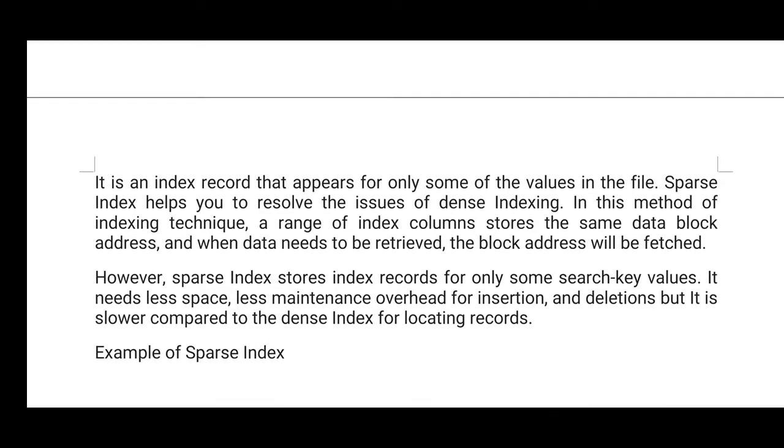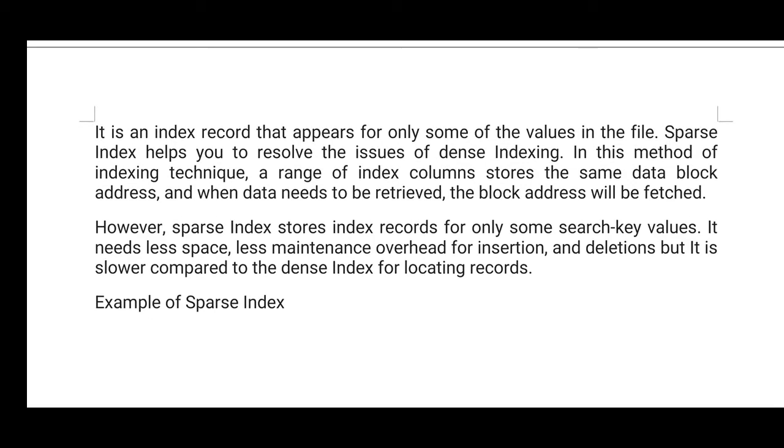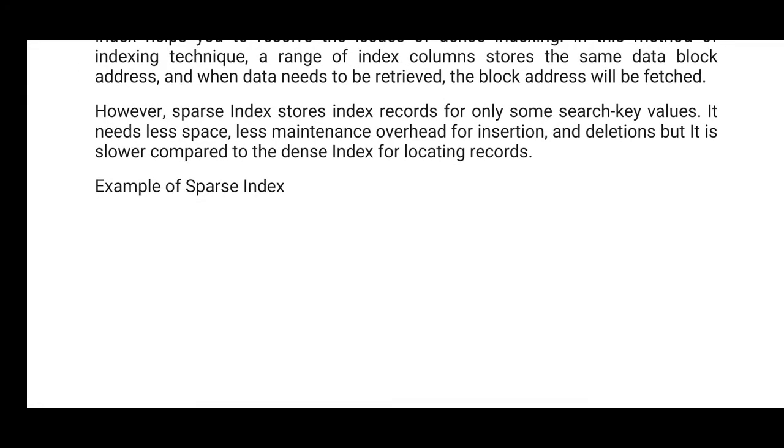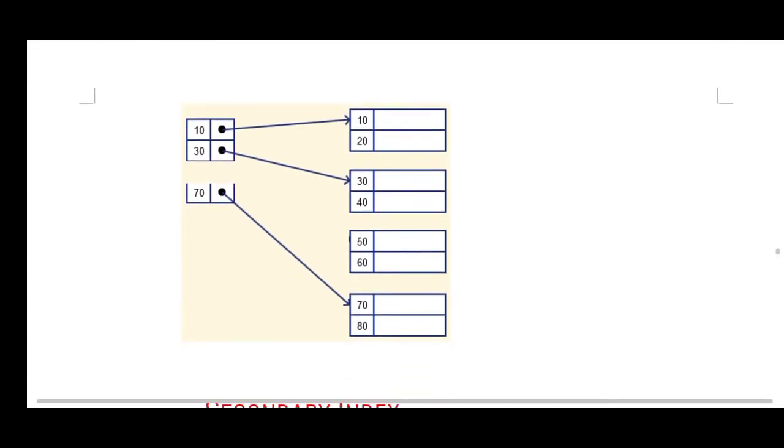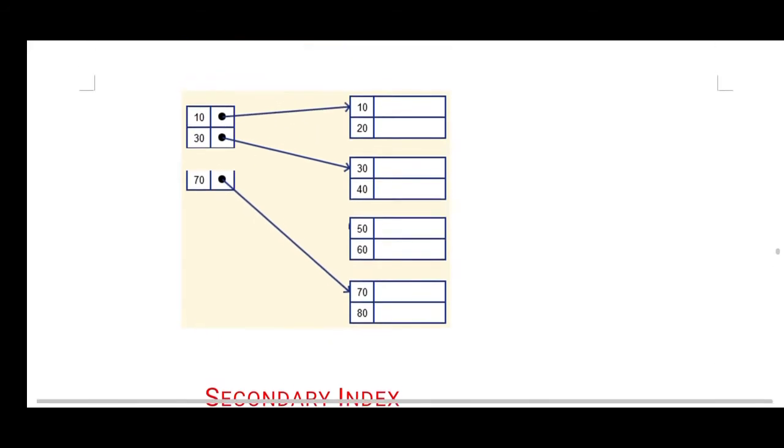A sparse index is an index that appears for only some of the values in the file. A sparse index helps you resolve the issues of dense indexing. In this indexing technique, a range of index columns is stored in the same data block and address. This is an example of this one.